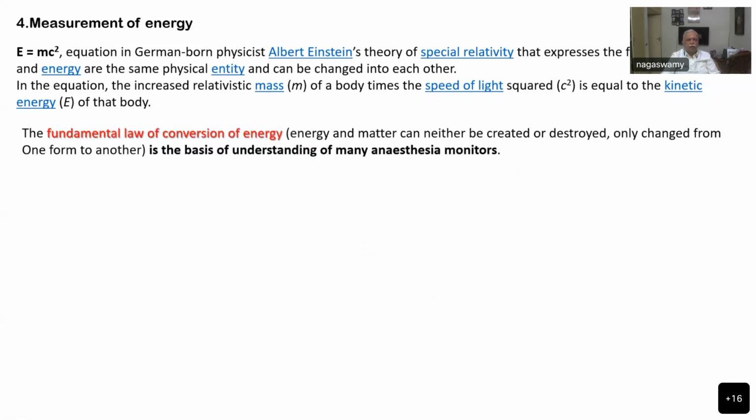The fundamental law of conservation of energy, that energy and matter can neither be created nor destroyed. It can only change from one form to another. It's the basis of understanding many anesthesia monitors.